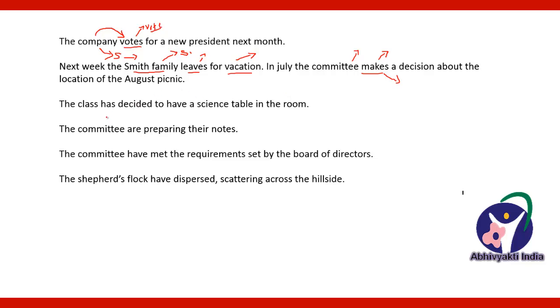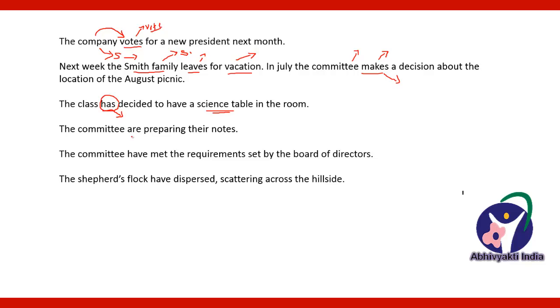The class has decided to have a science table in the room. Since they all have decided the same, their opinion and their decision is the same, it is a collective noun and it is singular because it is behaving as a group, and so it will take a singular verb.